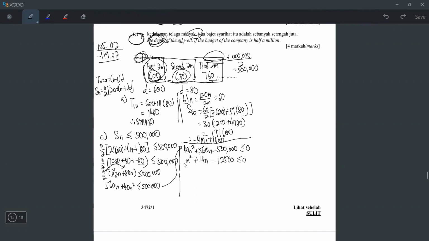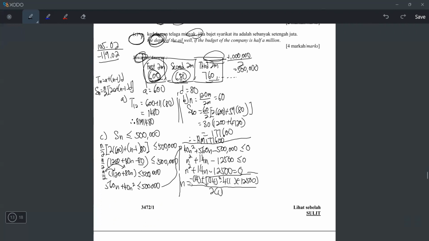Okay, so I will just treat this as equal first. So n square plus 14n minus 12500, I will just treat this as equal first, and then I will use the formula negative b plus minus square root b square minus 4ac over 2a. I will straight away substitute because there's not enough space already. So negative b, which is negative 14, plus minus square root b square minus 4ac over 2a. So b is 14, a is 1, c is negative 12500, over 2a, 2 times 1.